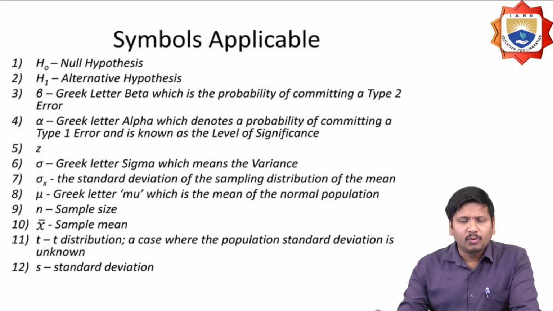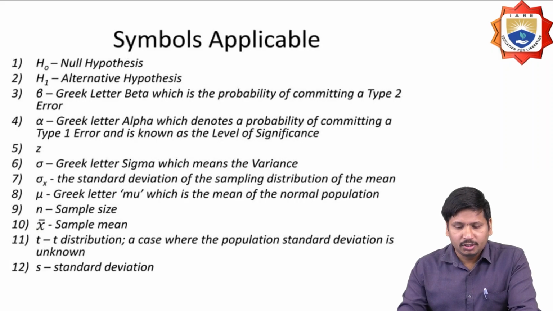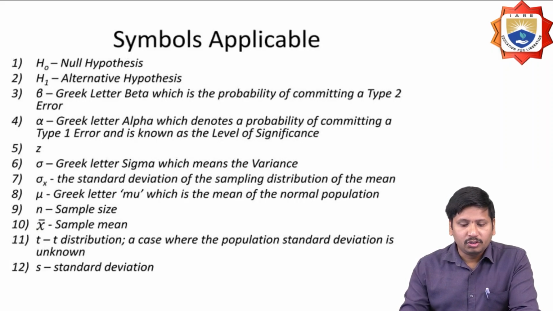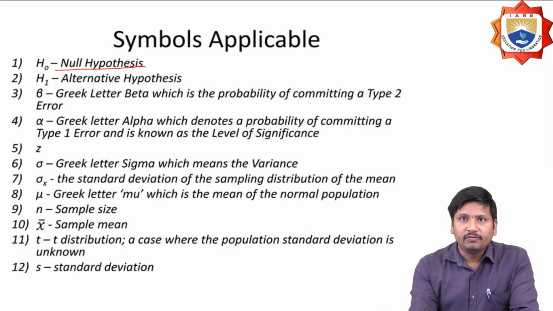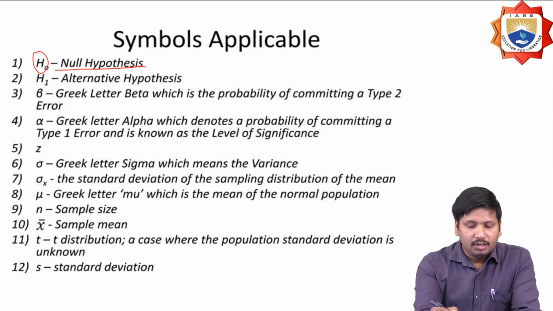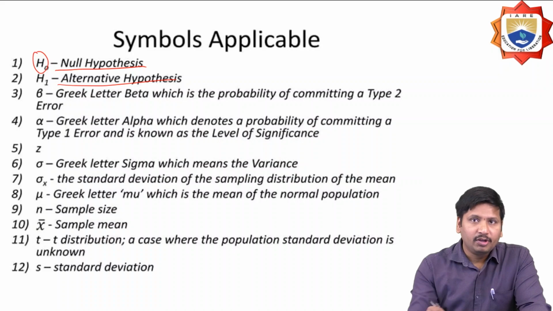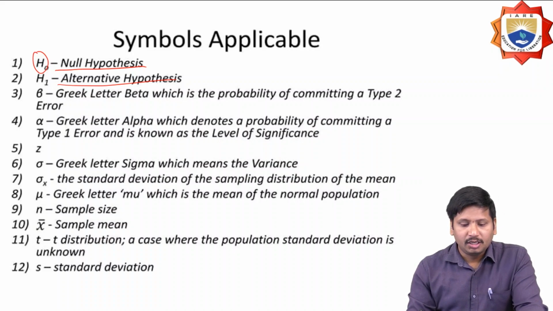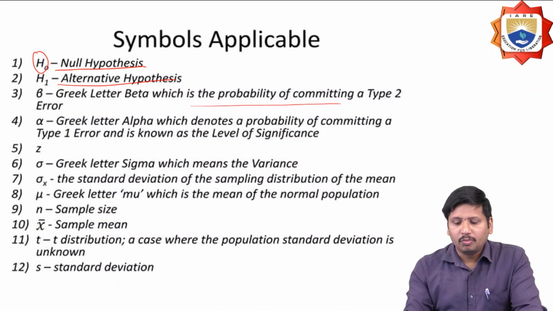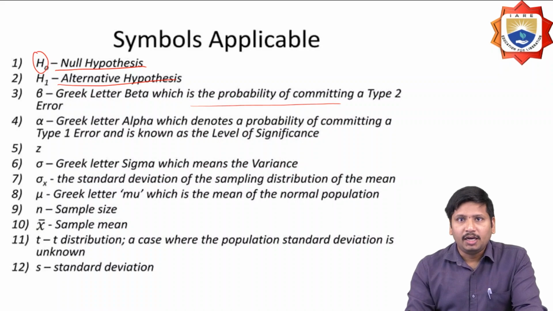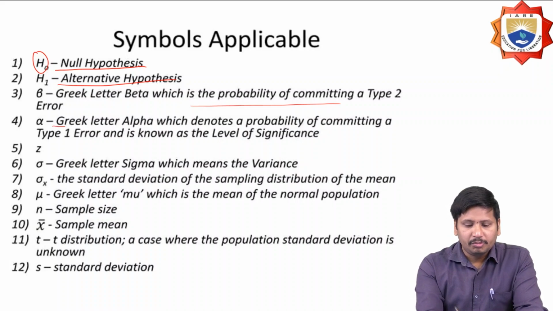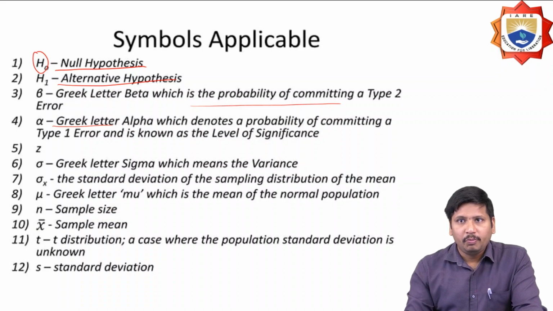What are the symbols used in hypothesis testing? The first one is H naught, which is the representation of the null hypothesis. If I want to represent an alternative hypothesis, I can make use of H1 here. Beta, a Greek letter, is the probability of committing a type 2 error. Alpha, also a Greek letter, denotes the probability of committing a type 1 error, and is also known as the level of significance.